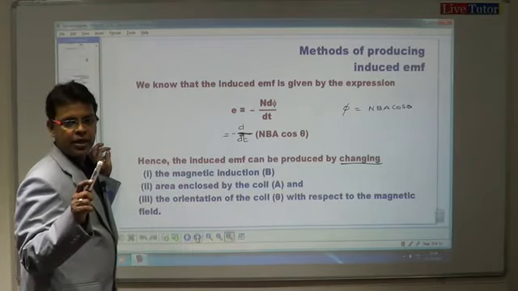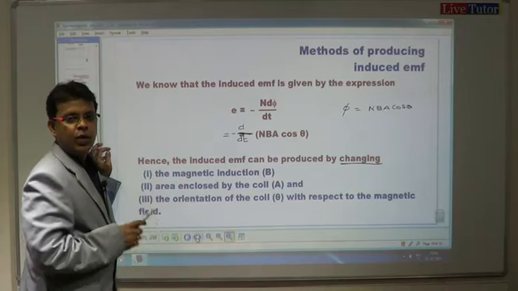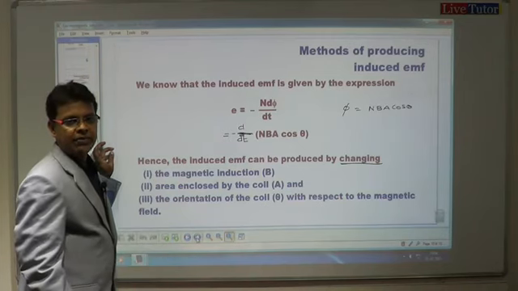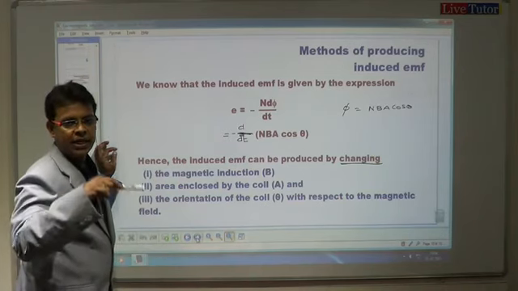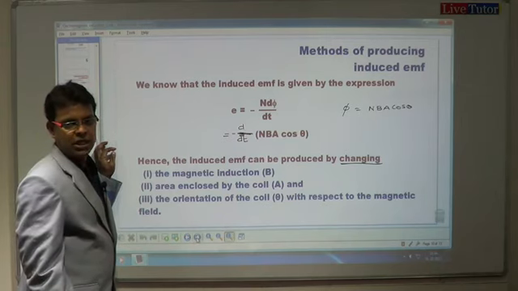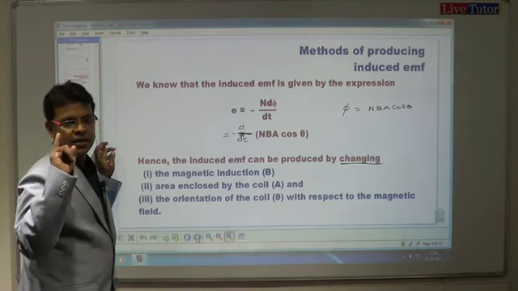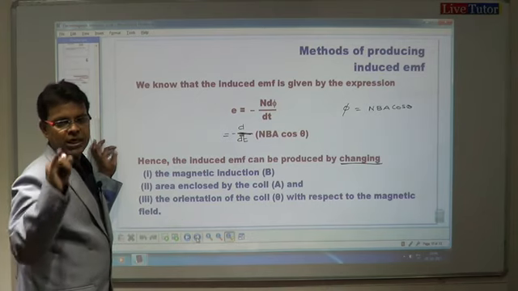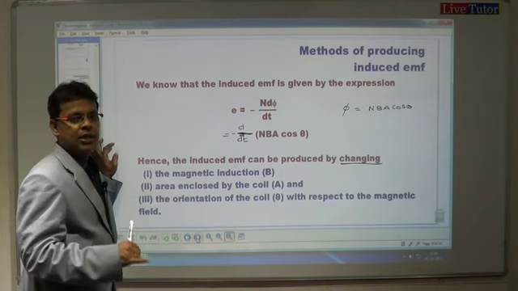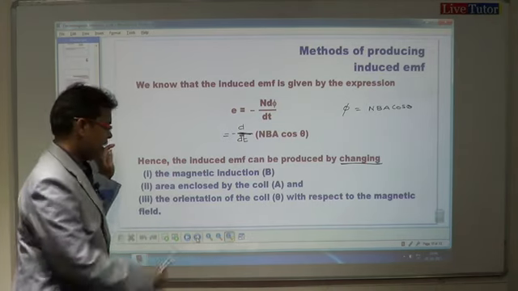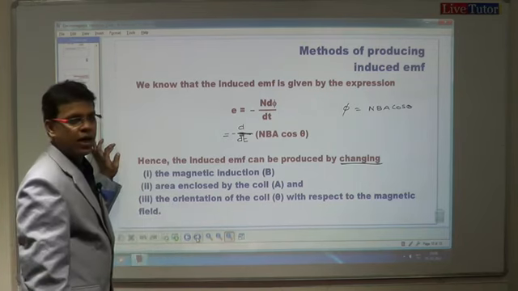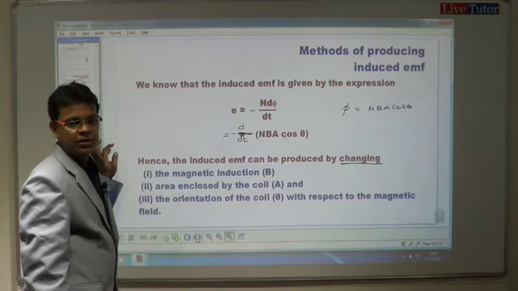Area enclosed by the coil A. Third one, orientation of the coil with respect to the magnetic field. The coil எந்த direction-ல இருக்கு, எந்த angle இருக்கு. So theta. Okay? The induced EMF can be produced by changing the magnetic induction, area enclosed by the coil, and the last one, the orientation of coil with respect to the magnetic field.